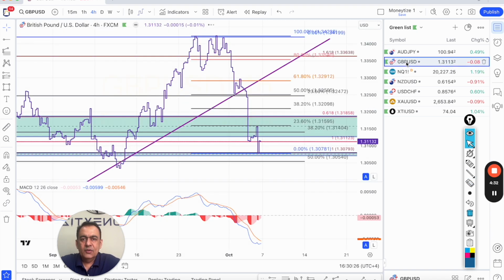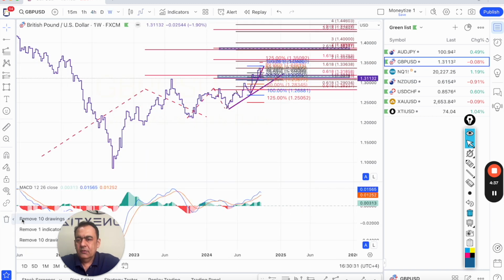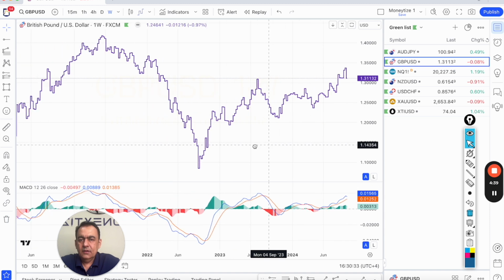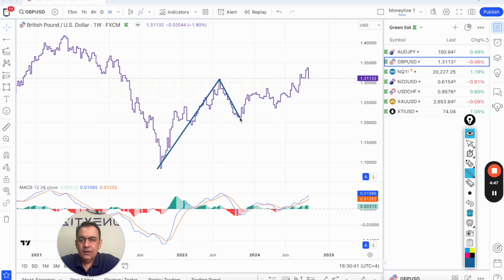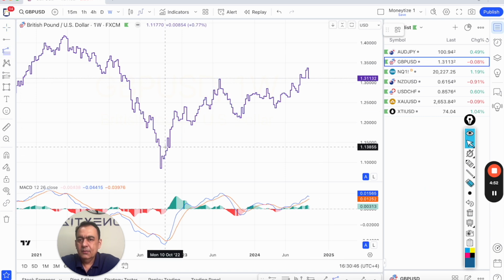The next instrument I'm going to talk about is pound versus US dollar. Now I'm going to clean my existing drawing. Based on the weekly bullish cycle, I'm going to apply Fib extension here on the first leg up and the corrective wave down. So let's use Fib extension for the first time on the weekly chart.